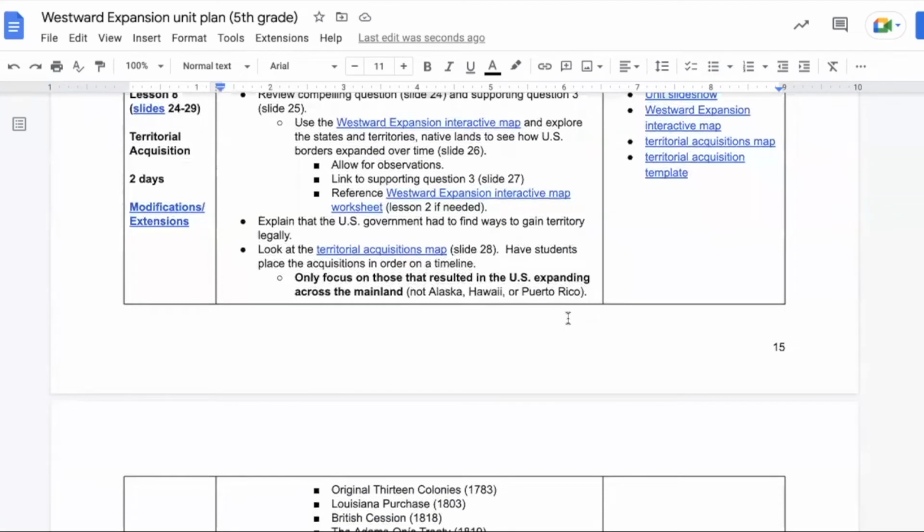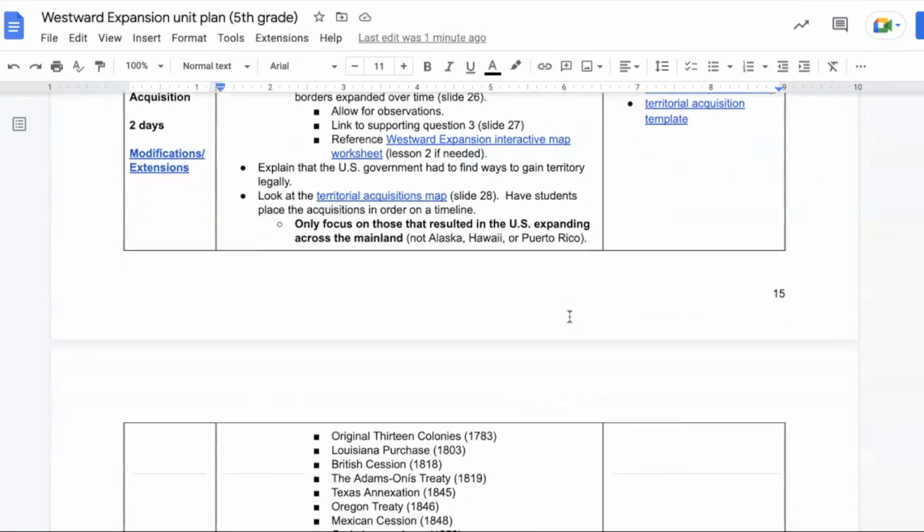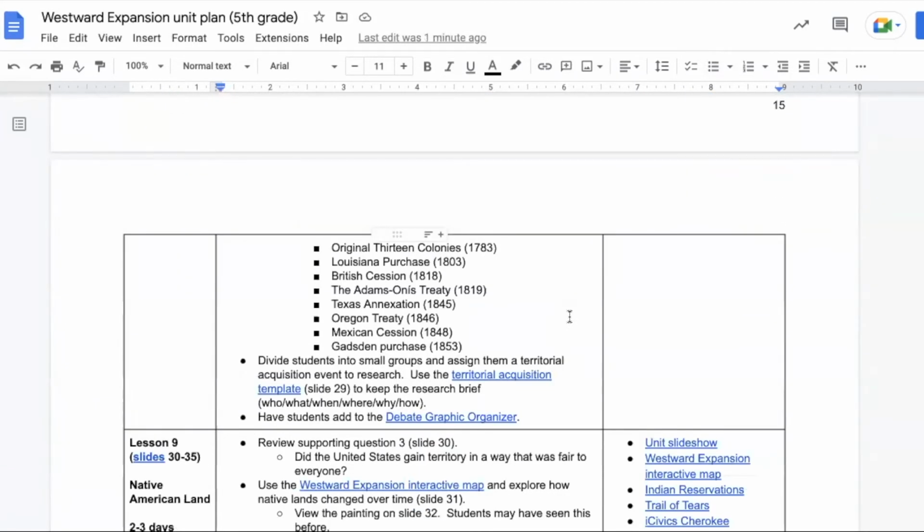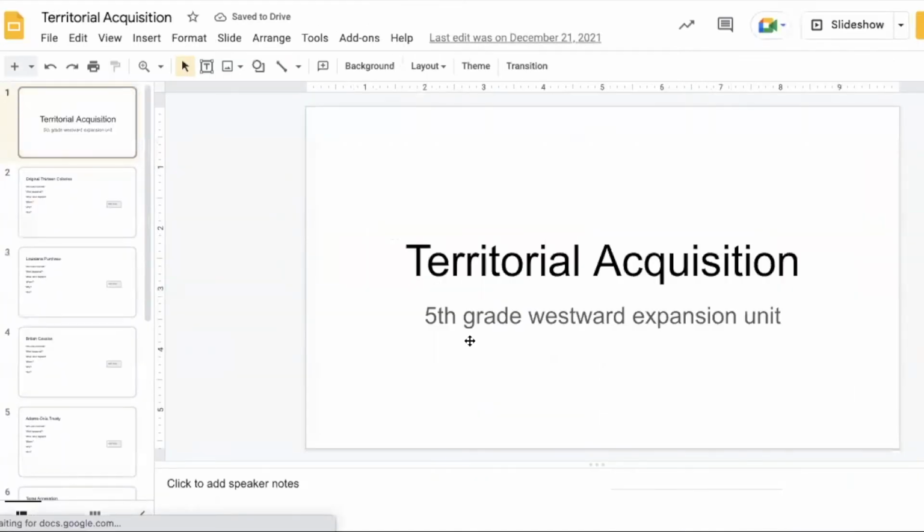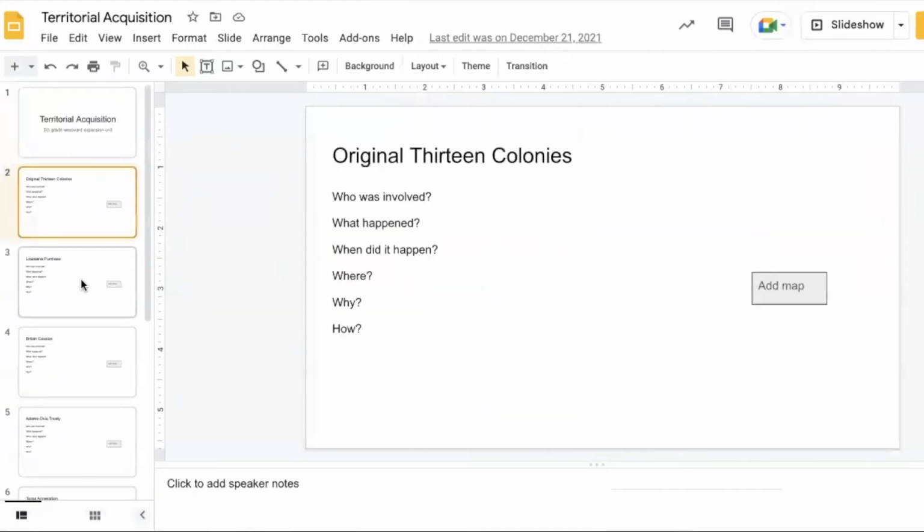Now it does show us Alaska, Hawaii, and Puerto Rico, but we want to focus just on the mainland since that focuses on the timeline that we're talking about with Westward Expansion. Split the kids into small groups and have them research a specific territorial acquisition. There's a template available that students can use to keep it short and sweet.